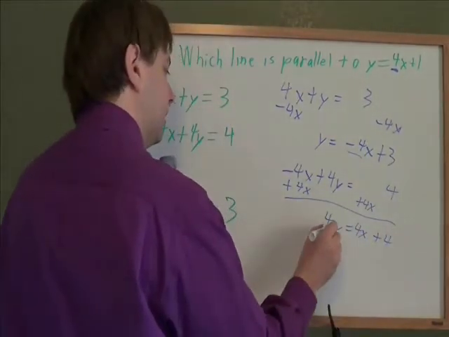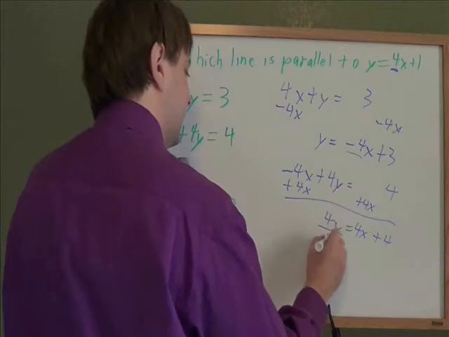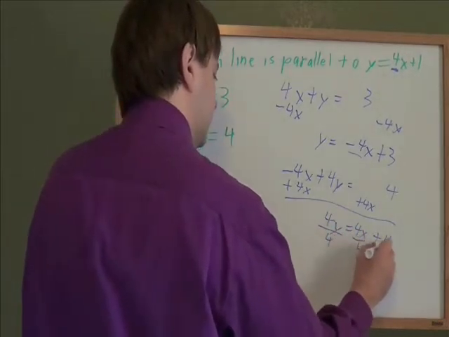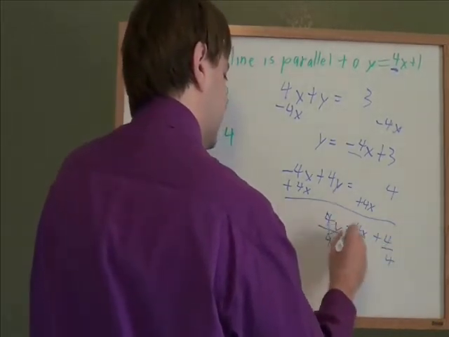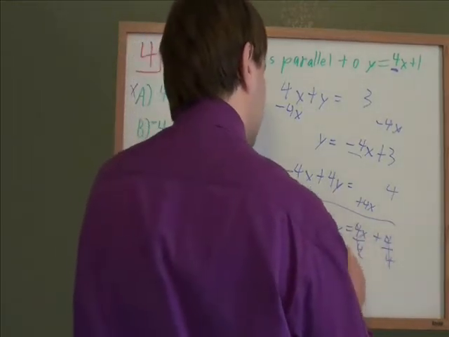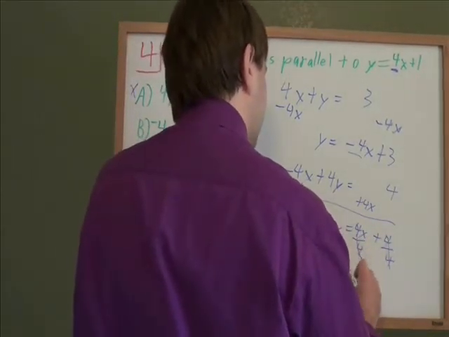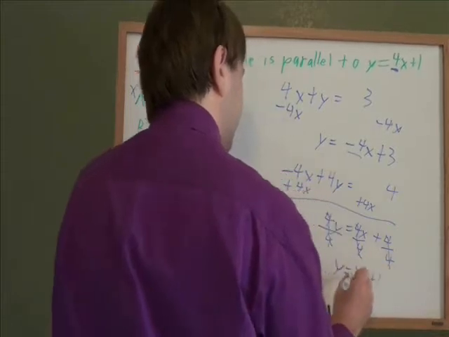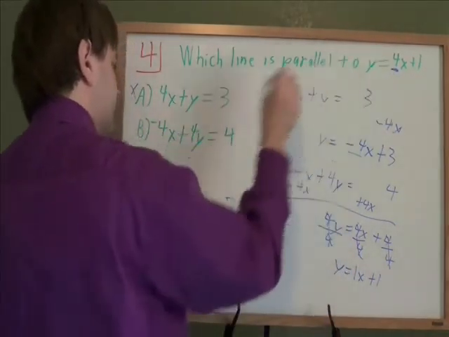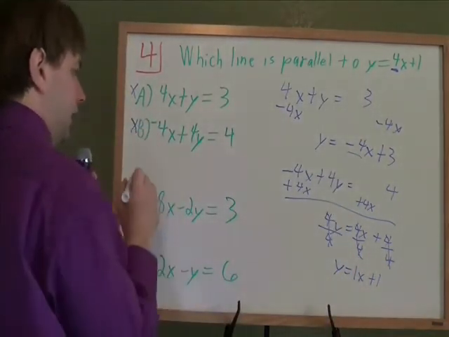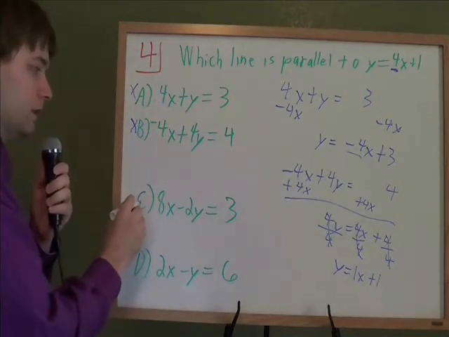Now we're not done yet. We need y all the way by itself, so we have to divide by that 4. 4's cancel, 4's cancel, 4's cancel. We have y equals 1x plus 1. 1 is not the same slope as 4, so B is not the answer. Moving on to part C.